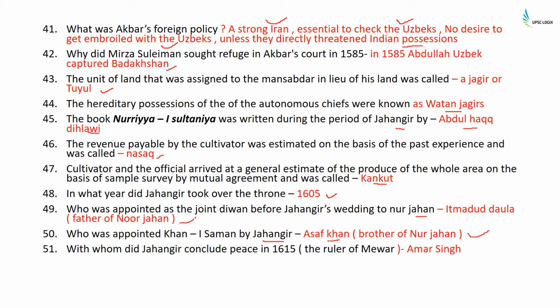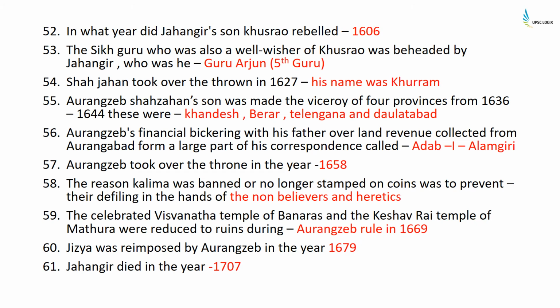With whom did Jahangir conclude peace in 1615? The ruler of Mewar is being asked, and he was Amar Singh. In what year did Jahangir's son Khusro rebel? 1606. The Sikh Guru, who was also a well-wisher of Khusro, was beheaded by Jahangir. Who was he? Guru Arjun, and he was the fifth Guru.